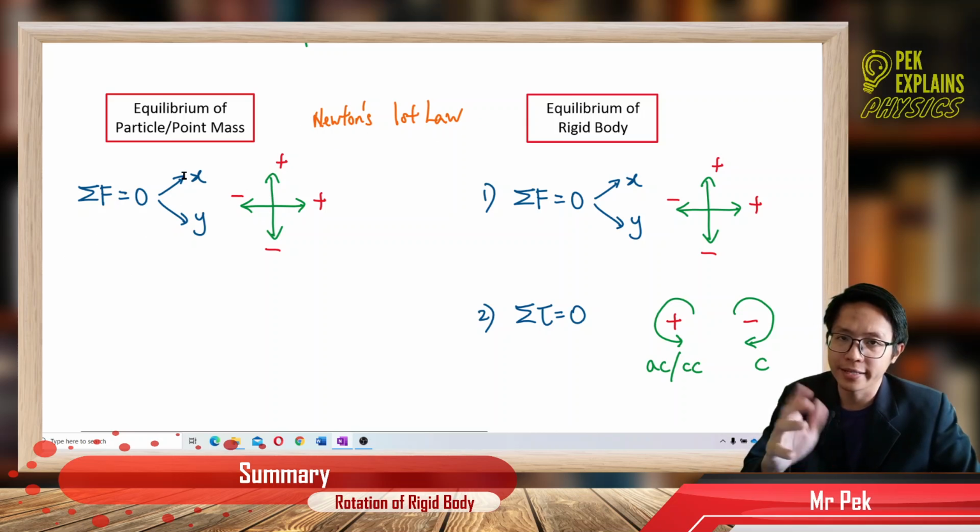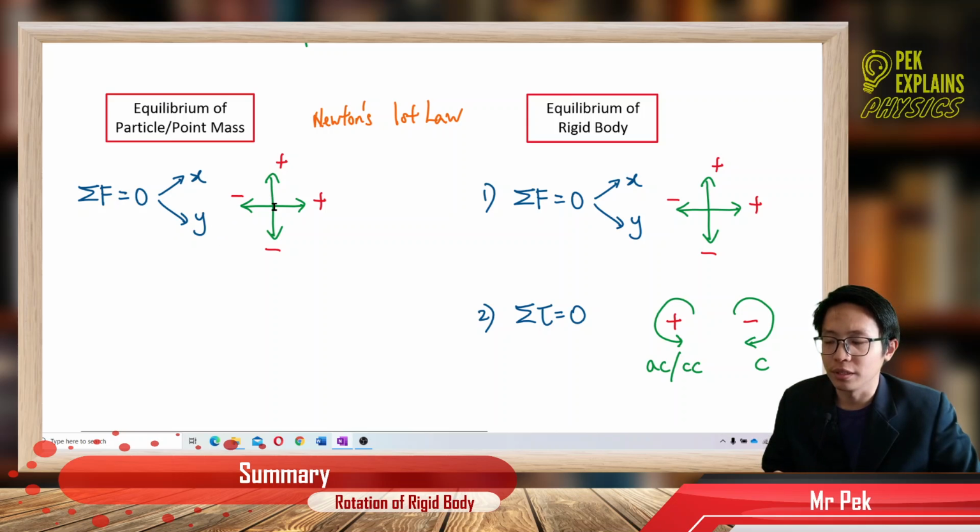And we just think about the x and y components. Total Fx equal to 0. Total Fy equal to 0. Very simple. So we just consider force to the right as positive, force to the left as negative, force upward positive, force downward negative. This positive and negative just shows the direction.